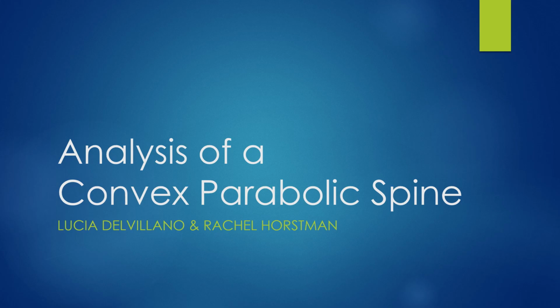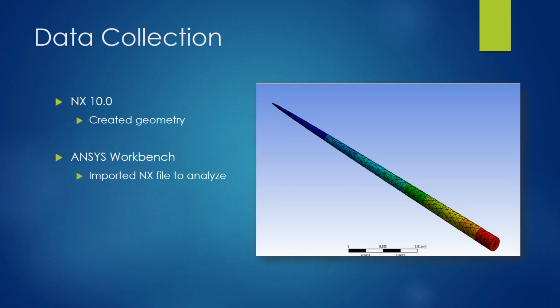Hi, this is Lucia DelVillano and Rachel Horstman, and we'll be going through the analysis of a convex parabolic spine. To perform the analysis, we used NX 10.0 to create the geometry of the fin and used ANSYS Workbench to analyze the temperature gradient and the heat rate.